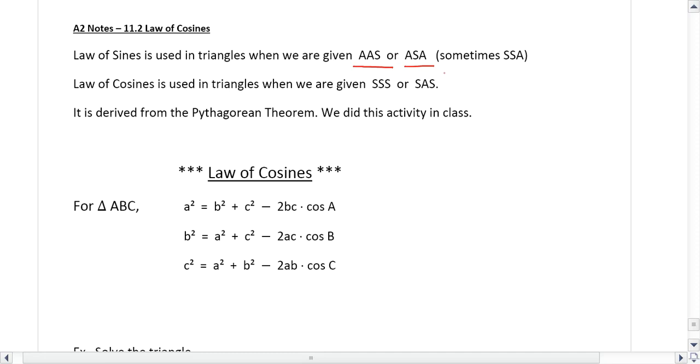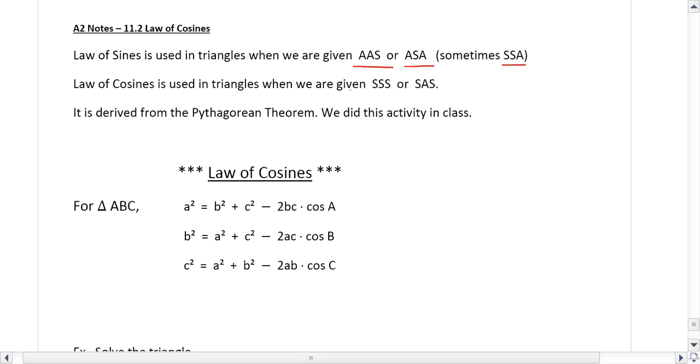Also, we're just going to do one of the ambiguous possibilities. When you're given side, side, angle, sometimes the triangle does not exist because the sides are too short to make a triangle. Or another thing that can happen is that there's two triangles. In Algebra 2, we're just going to deal with the ambiguous case where there is one triangle and it will exist and we'll work with it. And in that case, when you're given side, side, angle, you also use the law of sines.